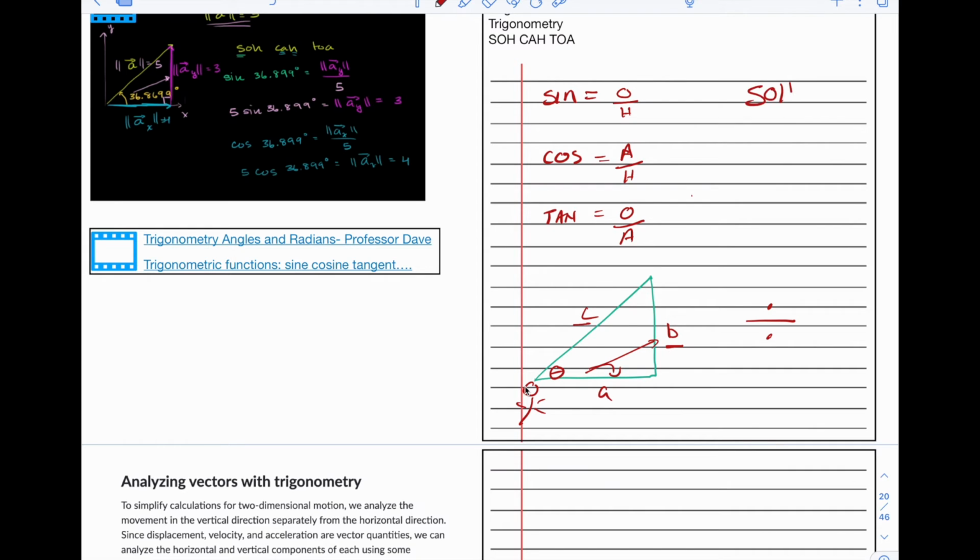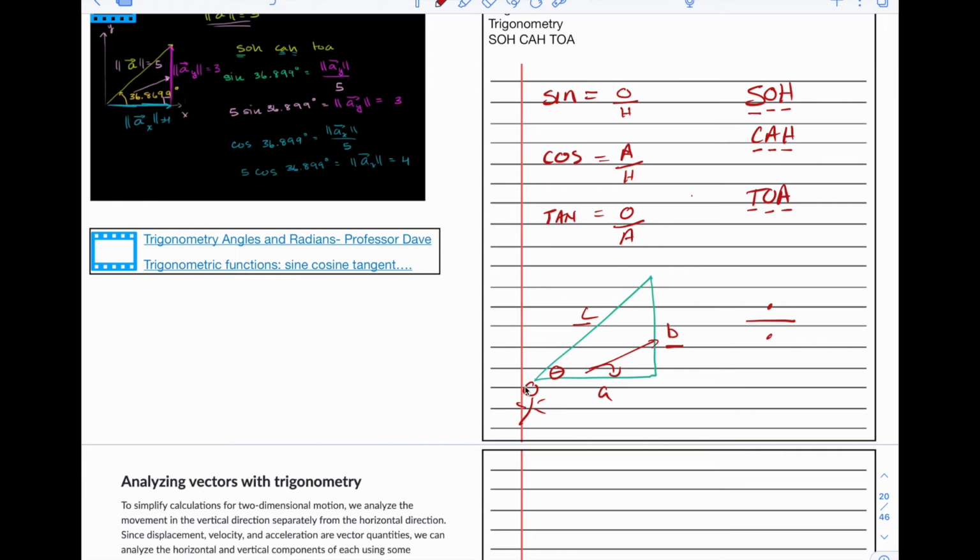And Professor Dave said there is a kind of cool way to remember it: SOHCAHTOA. And honestly, that works. I've been using it for a long time, 30 years, and it still rings true. Sine, opposite over hypotenuse. Cosine, adjacent over hypotenuse. Tangent, opposite over adjacent. That works really, really well.